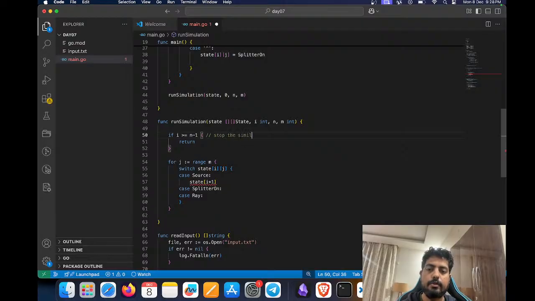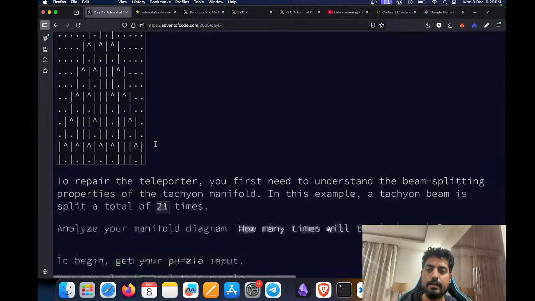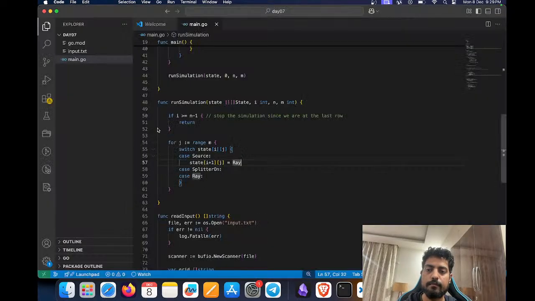Stop the simulation since we are at the last row, we will just stop the simulation, and state i plus 1 j equals ray. So now we have this ray that is produced just below this.